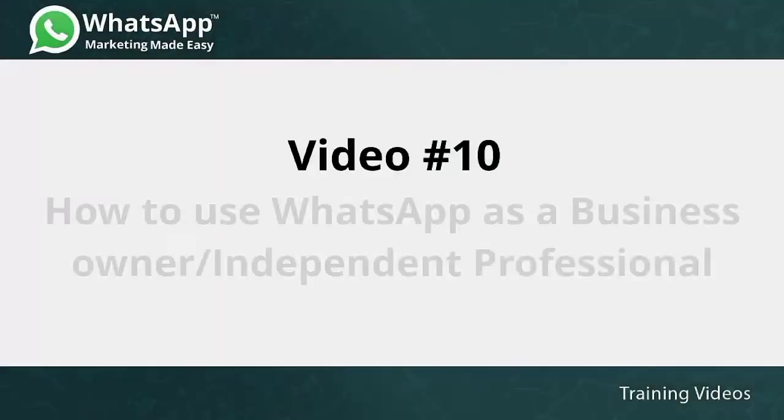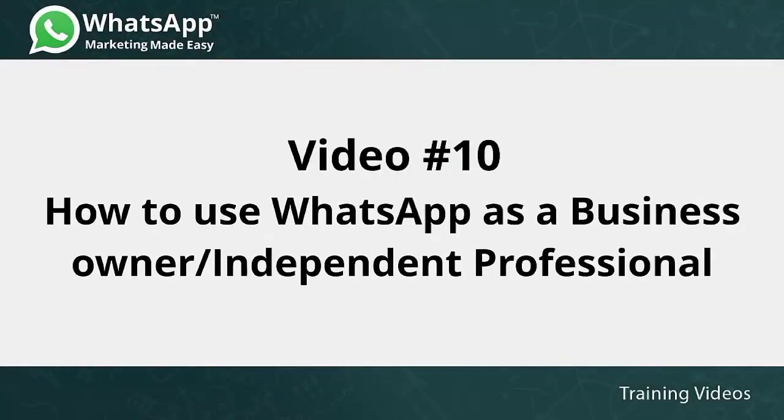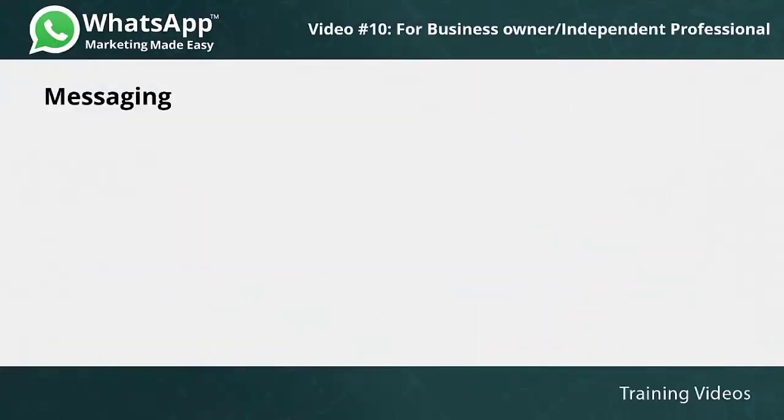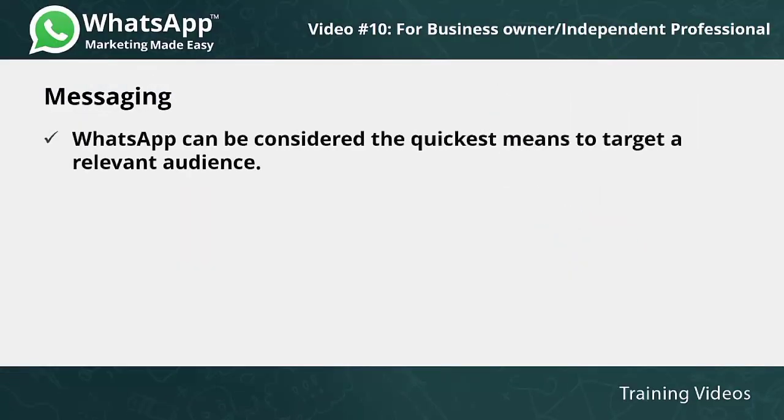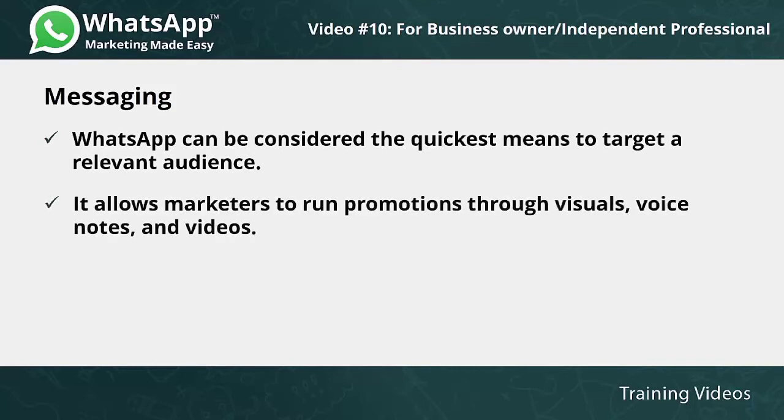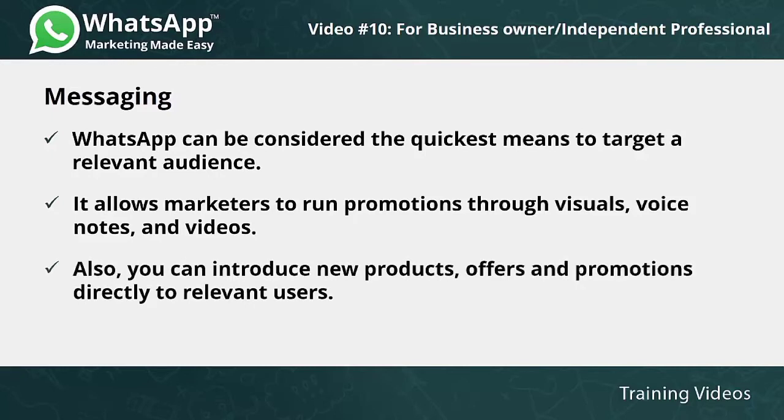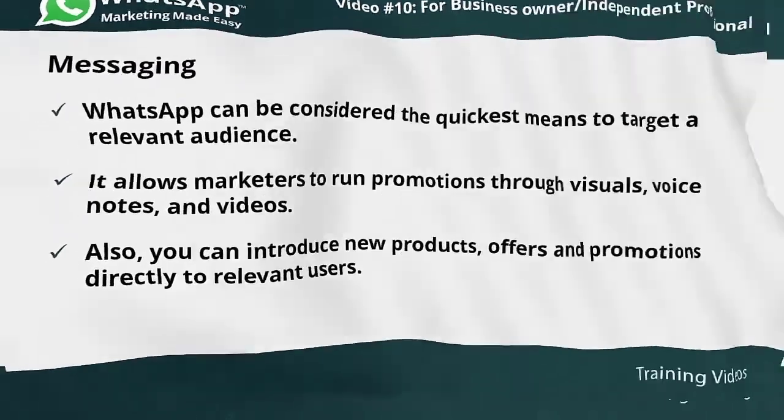Video number 10. How to use WhatsApp as a business owner or independent professional. As a communications tool, WhatsApp is simply great. It allows its users to chat in real time, and it supports multimedia, including video and voice messages. Messaging. WhatsApp can be considered the quickest means to target a relevant audience. It allows marketers to run promotions through visuals, voice notes, and videos. Also, you can introduce new products, offers, and promotions directly to relevant users.